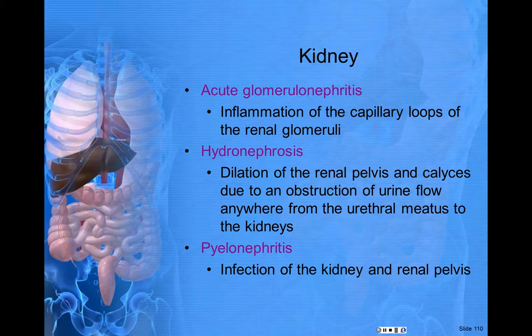Hydronephrosis is caused by dilation of the renal pelvis, usually due to a kidney stone which obstructs the urine flow. And that can occur anywhere from the urethral meatus all the way up to the kidney itself. Pyelonephritis is an infection of the kidney itself, not in the bladder, but it's gone all the way up into the kidney and the renal pelvis. And typically patients are much sicker with pyelonephritis, with high fever, flank pain, positive CVA tenderness, etc.